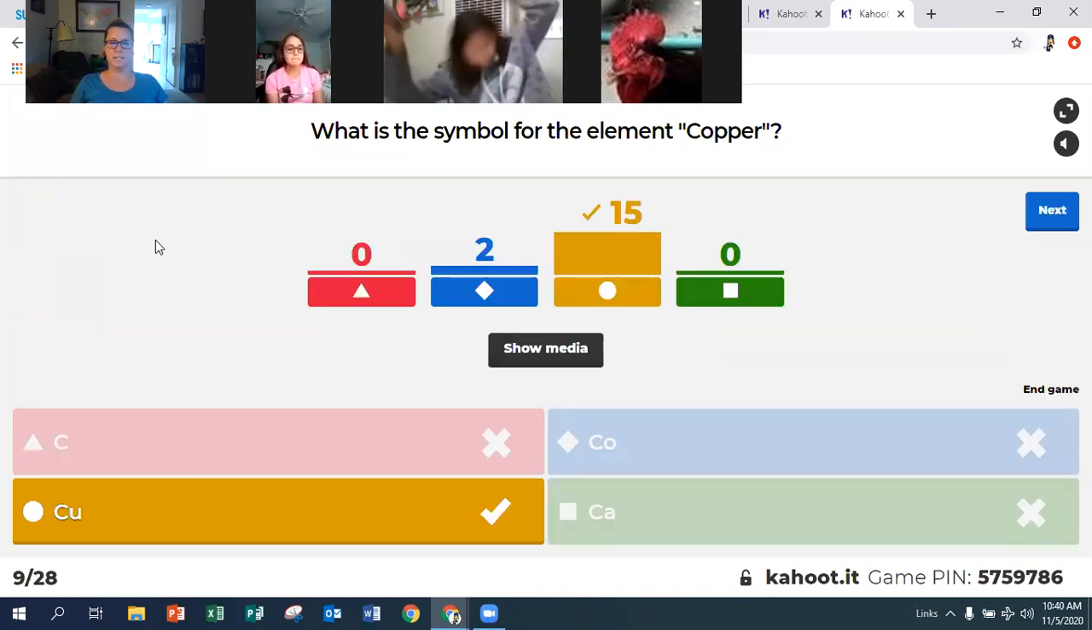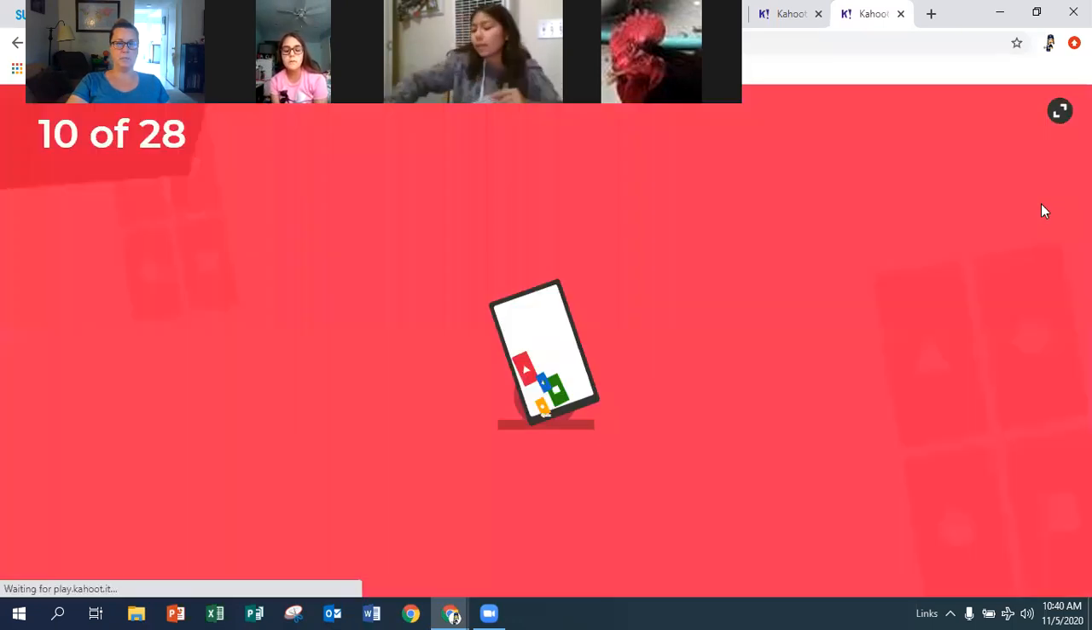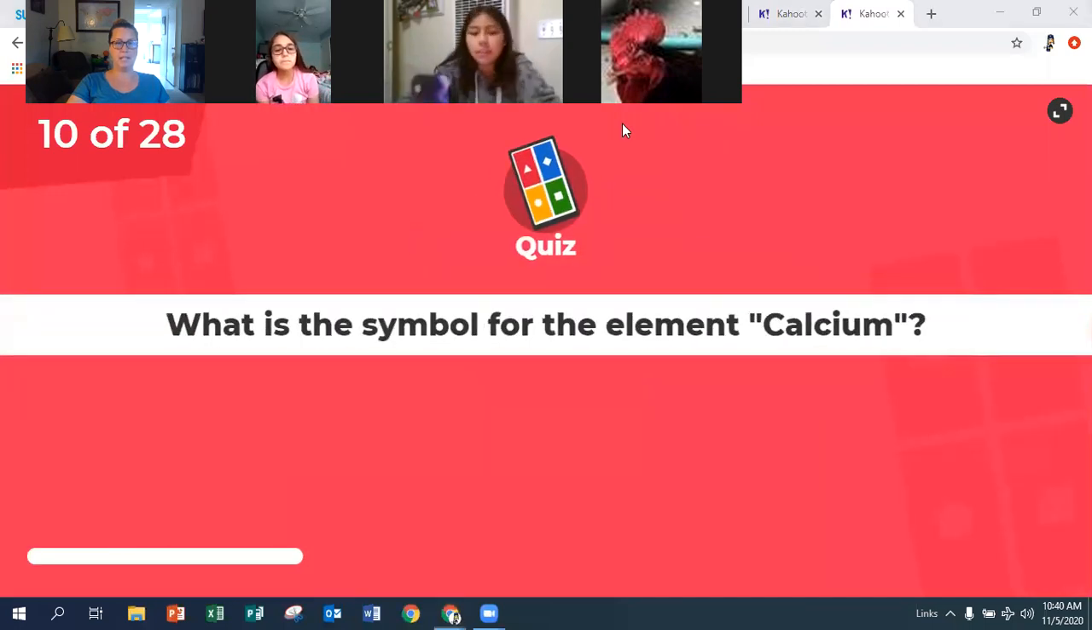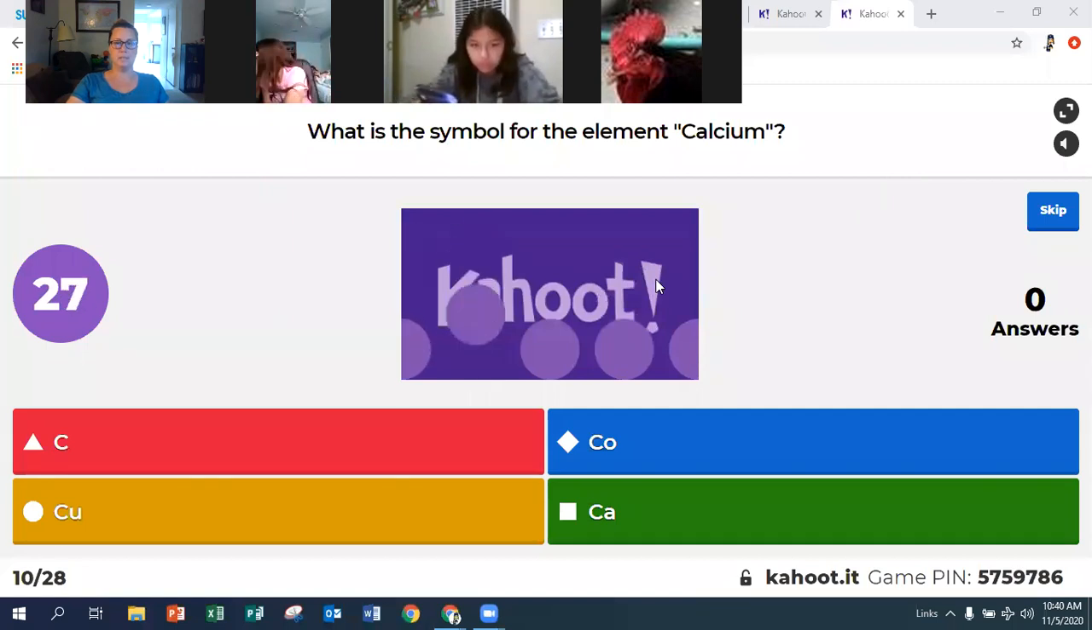Copper is Cu. Hopefully when I said period, you looked left to right, not north to south, right? Copper is Cu. Carbon is C. Cobalt is Co and calcium is Ca. Little movement. Question 10. What is the symbol for the element calcium?